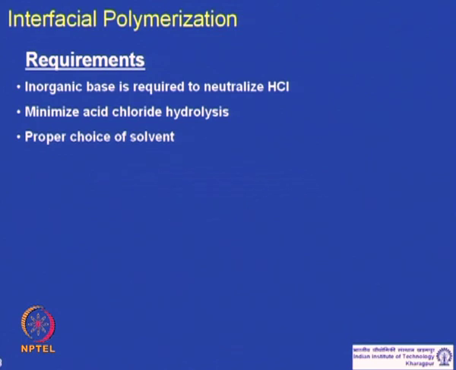Proper choice of solvent must be made, because the reaction is happening at the interface. So, if you stir well, you can generate more and more interface, and by generating more interface, you can make the polymerization reaction faster. So, product will form at a much faster rate if you are stirring the reaction.